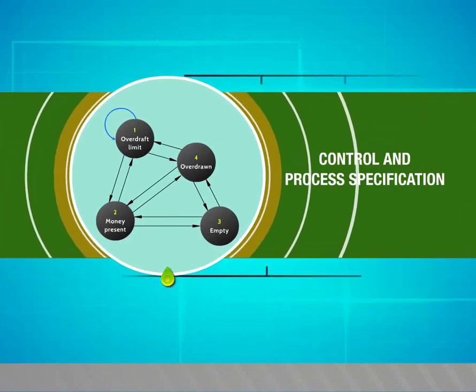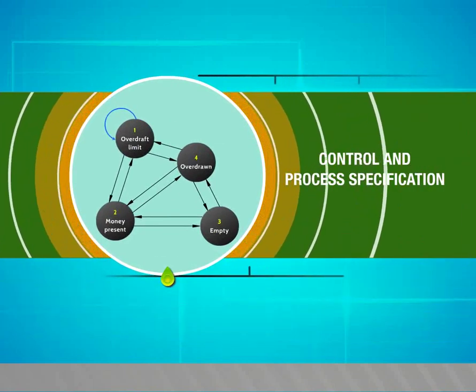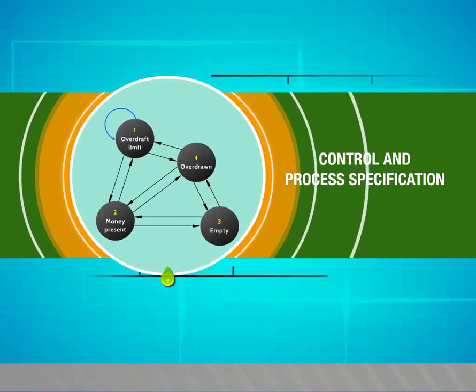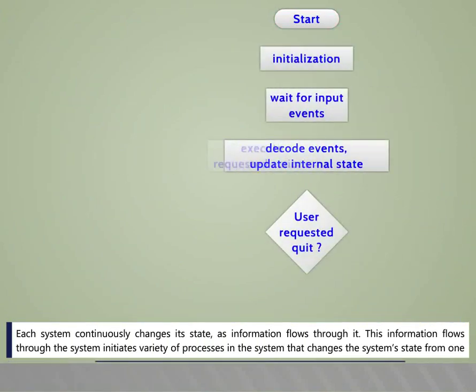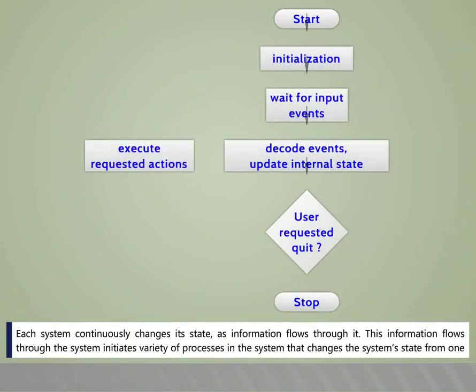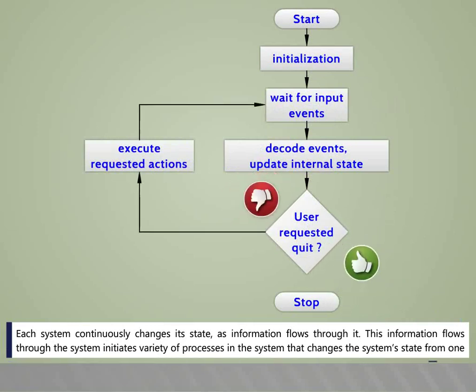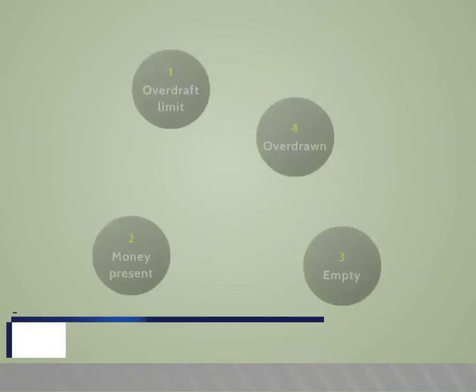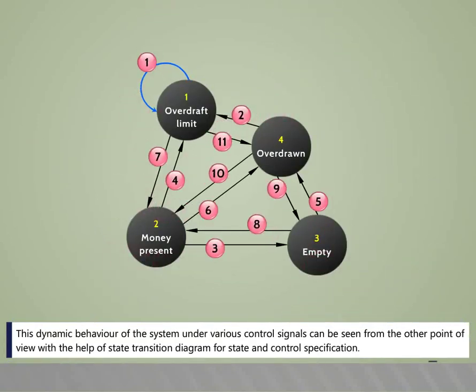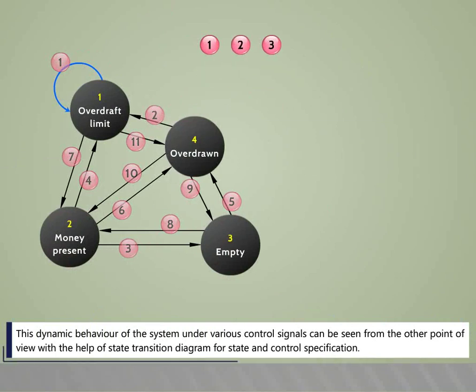Control and process specification. In this video, we are going to see about control and process specification. Each system continuously changes its state as information flows through it. This information flows through the system, initiates variety of processes in the system that changes the system's state from one state to another. This dynamic behavior of the system under various control signals can be seen from the other point of view with the help of state transition diagrams for state and control specification.